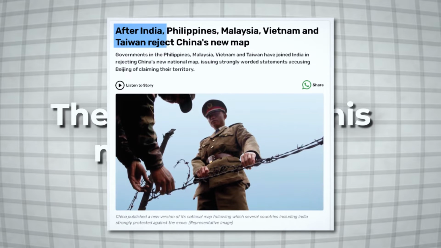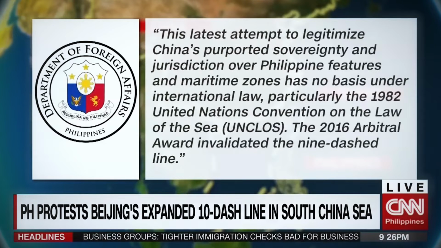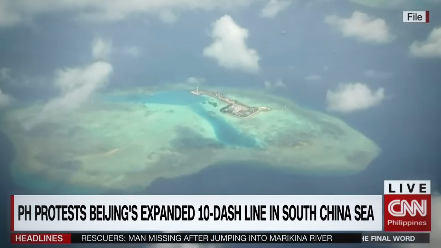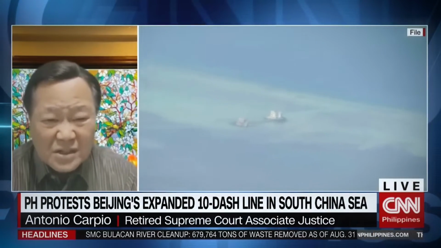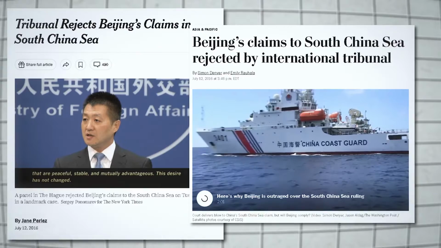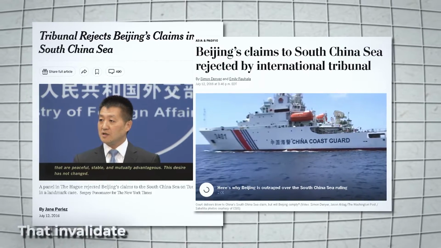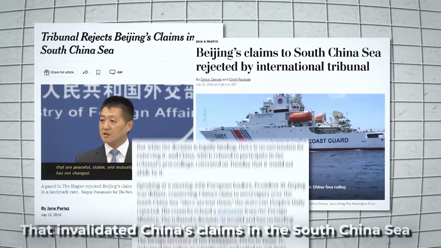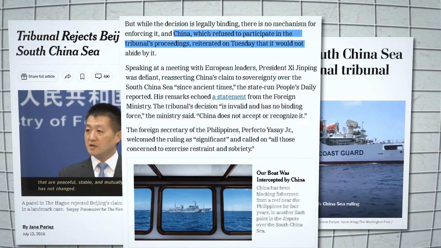The Philippines, Malaysia, Vietnam, India, and Taiwan all rejected the map through strong statements. The Philippine Foreign Ministry pointed out that China's attempt to claim sovereignty and control over Philippine territories and waters had no basis in international law. They called on China to act responsibly and follow international law, including a 2016 decision by an international court in The Hague that invalidated China's claims in the South China Sea. China had not accepted this decision and did not participate in the court's proceedings.